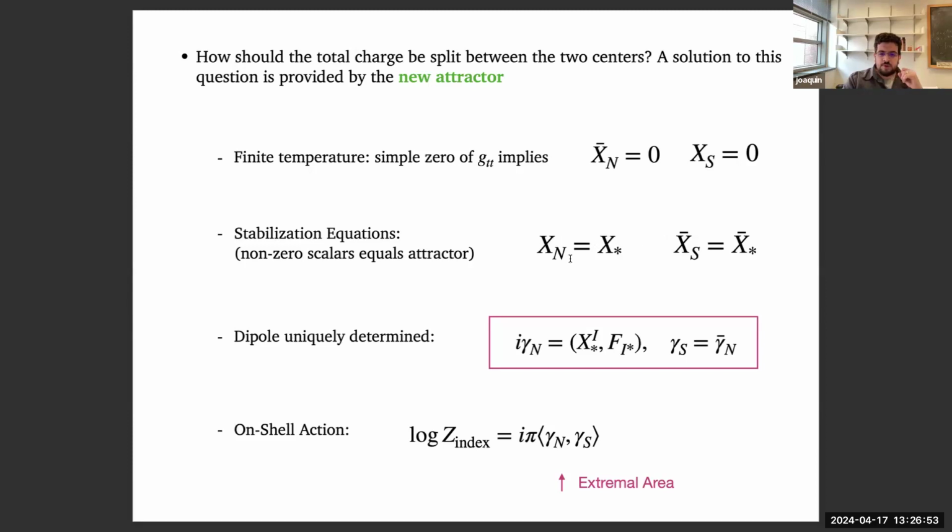Moreover, I didn't tell you how to separate the charge into the two dipoles, but we show that the dipole charge is given in terms of also this attractor solution by this equation. And then the on-shell action is given in terms of this intersection product. I didn't explain it, but this is the symplectic product between these two vectors that depends on these dipole charges. And this happens to be equal to the extremal area.